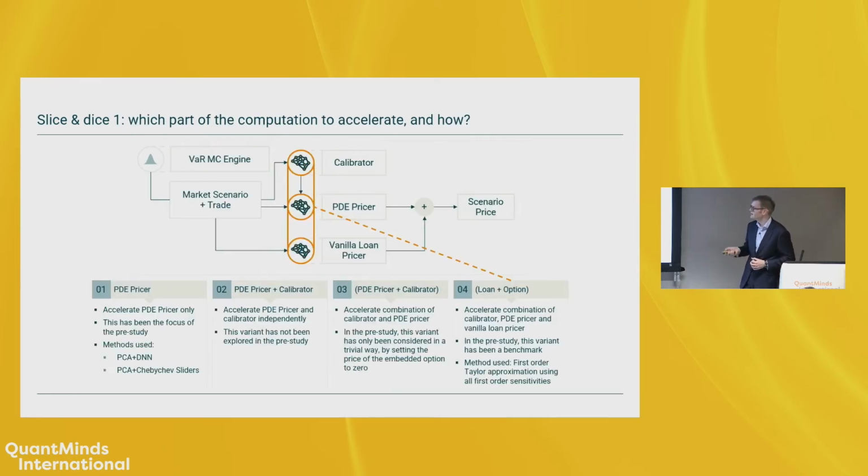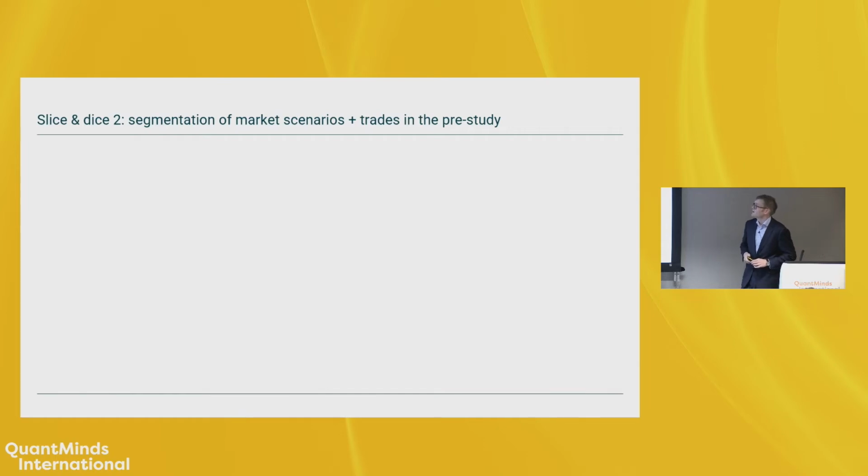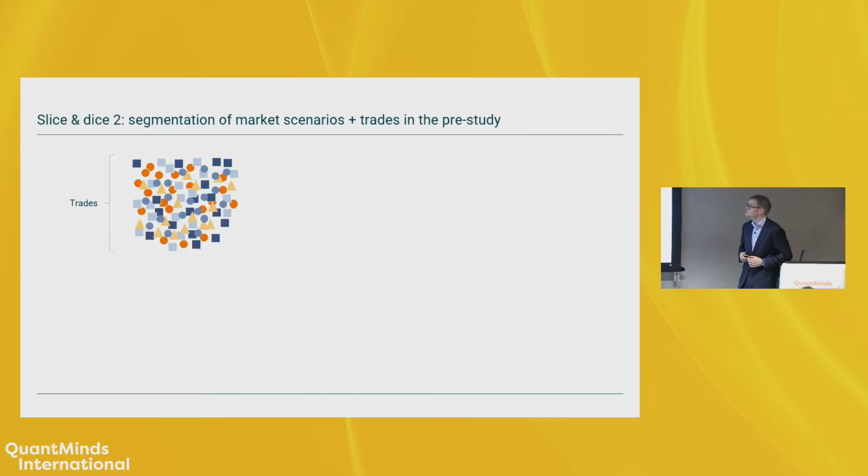And these other cases will only be considered by setting the option price to 0 and by using a linear approximation of the entire package, but then using all sensitivities that are available, first order sensitivities. Okay, that's one way to slice and dice the situation and to apply machine learning methods. So there's another slicing and dicing topic coming up.